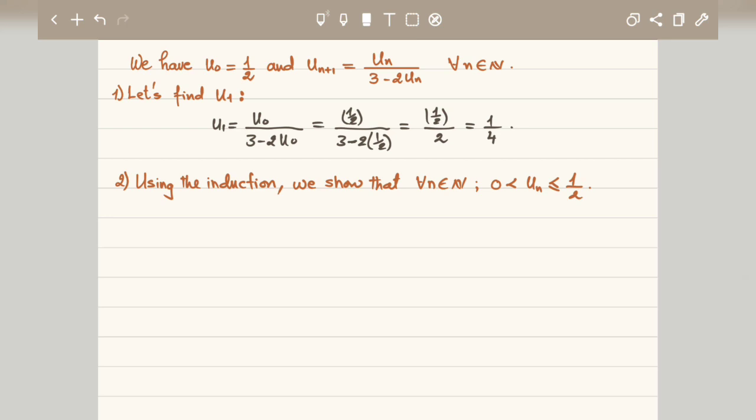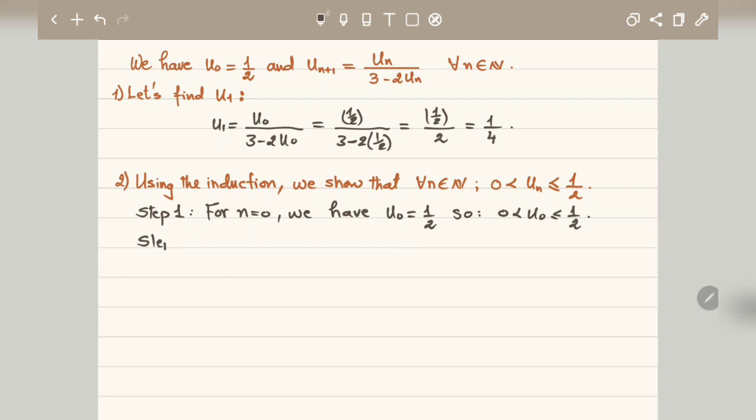In question 2, we use induction to prove that for each n belonging to N, each term of the sequence is between 0 and 1/2. Step 1: we verify that the given frame holds for n equals 0. For n equals 0, we have u0 equals 1/2, which is positive and smaller than or equal to 1/2. So u0 is between 0 and 1/2.